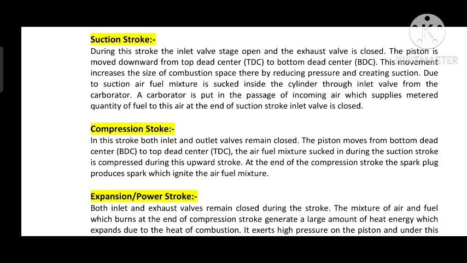Next, compression stroke. In this stroke, both the valves remain closed. The piston moves from bottom dead center to top dead center. The air fuel mixture sucked during the previous stroke is compressed during this upward stroke. At the end of the compression stroke, the spark plug produces a spark which ignites the air fuel mixture.